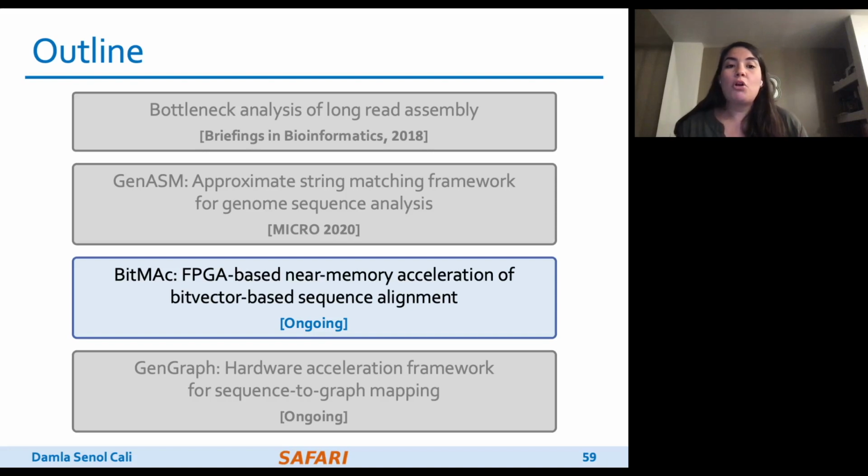So next, I will talk about 2 ongoing works where we build upon GenASM. And the first one is BitMAc, where we propose FPGA-based near-memory acceleration of bit vector-based sequence alignment, which is with GenASM actually.